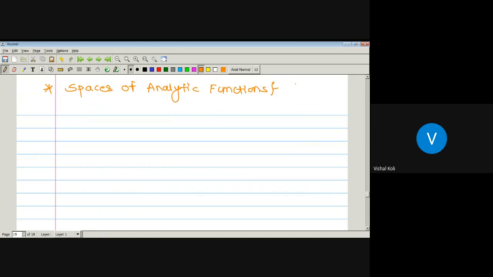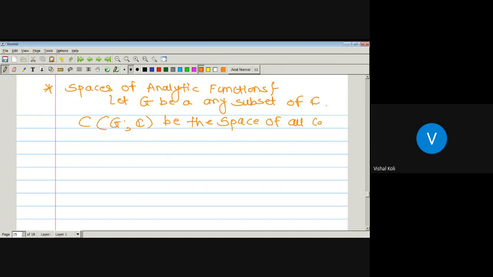Now, let G be any open subset of the complex number system. Let capital G be any subset of the complex number system. Let C of G, C be the space of all continuous functions from G into C.